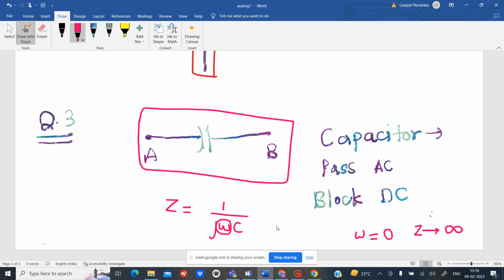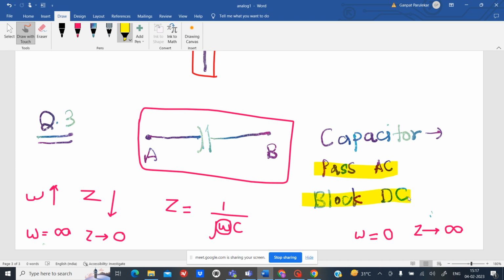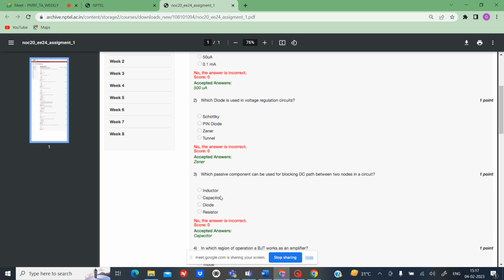But when you are increasing the frequency from 0 to infinity, what will happen? This 1 by j omega c starts decreasing, and because of that, the impedance from A to B will start reducing, and when you reach omega equal to infinity, the value of Z will tend to 0. So that means the capacitor passes the AC component and blocks the DC component. So that's why the answer to the question is capacitor. That is the second answer. Which passive component can be used for blocking DC between two nodes in a circuit? It is nothing but the capacitor.